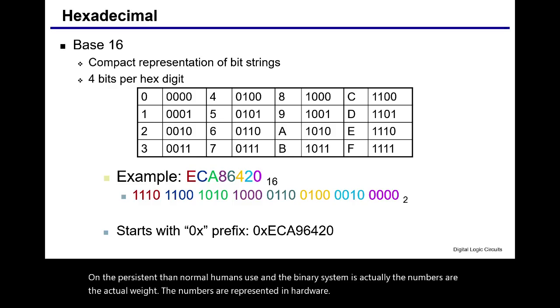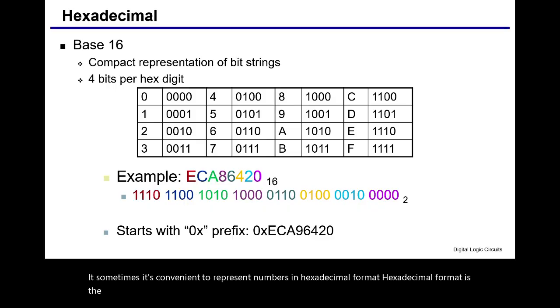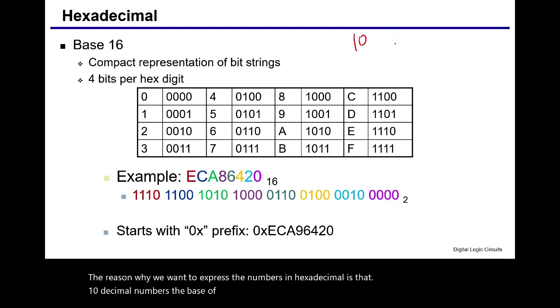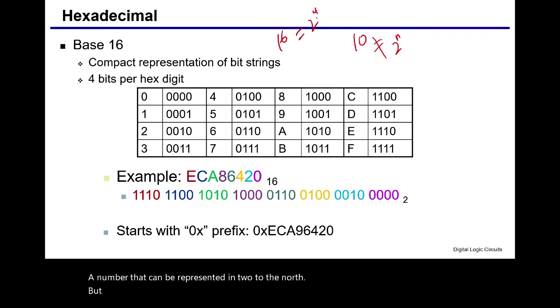But when we are studying computer architecture, sometimes it's convenient to represent numbers in hexadecimal format. Hexadecimal is base 16. So decimal is base 10, binary is base 2, and hexadecimal is base 16. The reason we want to express numbers in hexadecimal is that 10, the base of decimal, is not a power of 2, but 16 is 2 to the 4, right? So it's very easy to convert a binary number to a hexadecimal number and vice versa.